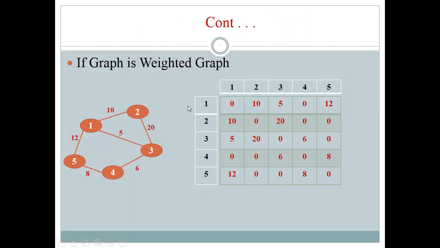If the graph is a weighted graph, then instead of 1 we can write the weight of these edges. Then if a 1 to 2 edge is available, we will write the weight of this edge. If a 1 to 3 path is available, then we will write the weight of that edge. If 1 to 5 is available, then we will write the 1 to 5 edge weight here. So this is for a weighted graph.